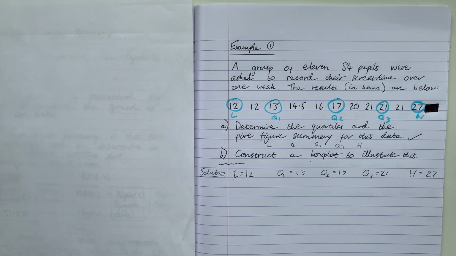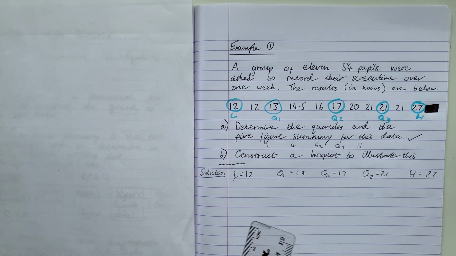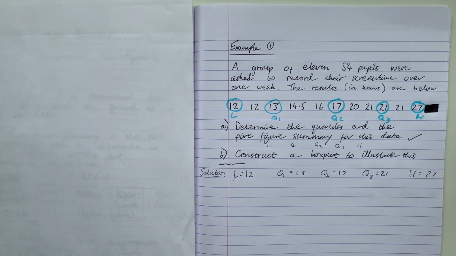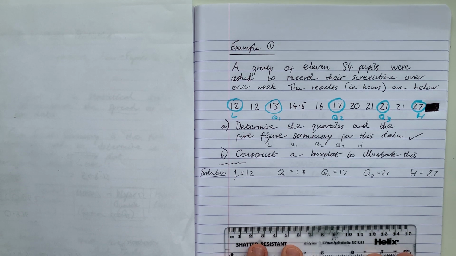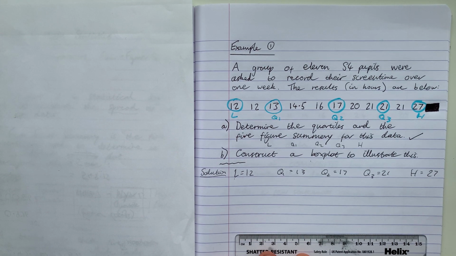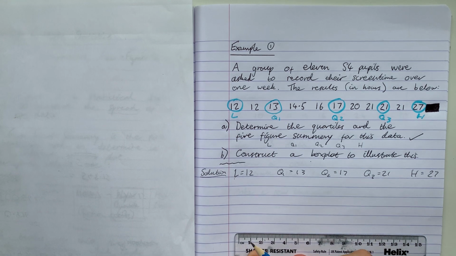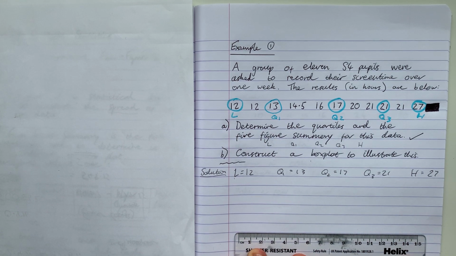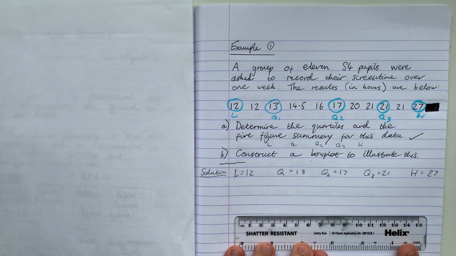Construct a box plot to illustrate this. Well, let's go ahead and do that as well then. So take your ruler and let's do this together. I've handily picked my numbers and I've picked my ruler to reflect that, because we need to go from the lowest, which is 12, to the highest, which is 27, which is a range of 15. My ruler conveniently has 15 centimeters on it. So in fact, I'll move it up just 1 or 2 so we can see.